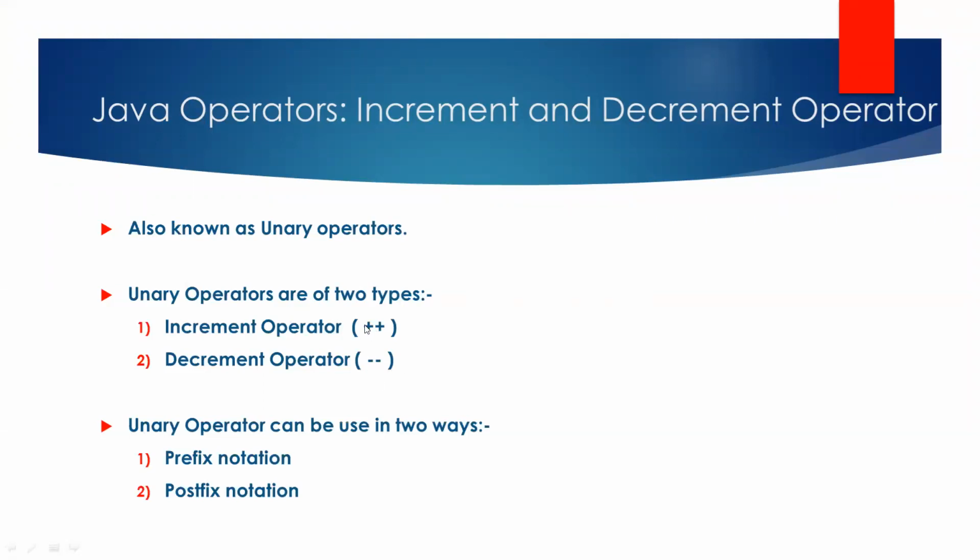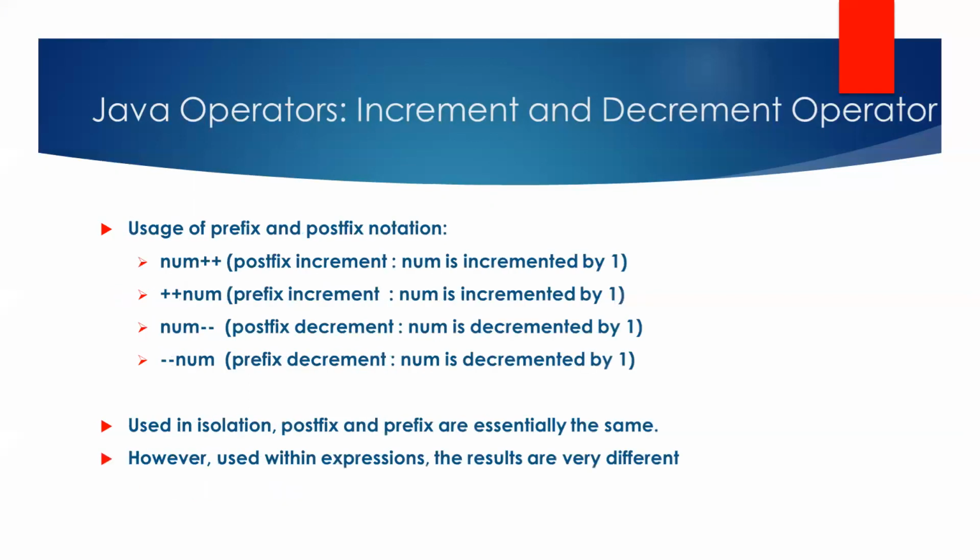And we can use these operators in two ways. One is in the way of prefix notation, and second one is postfix notation. So what is prefix and what is postfix? Just look at the next slide. Suppose we have defined a variable num and it has some value, for example 23 or any value. So if I write num plus plus, this is called postfix increment. So num is incremented by 1, but it is postfix.